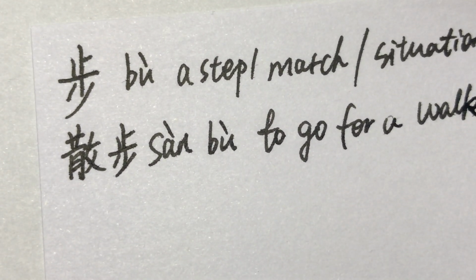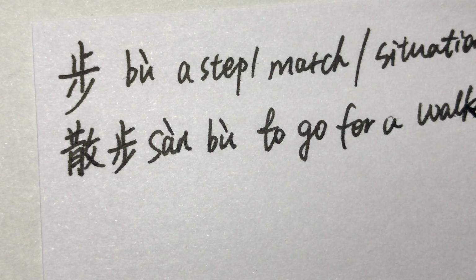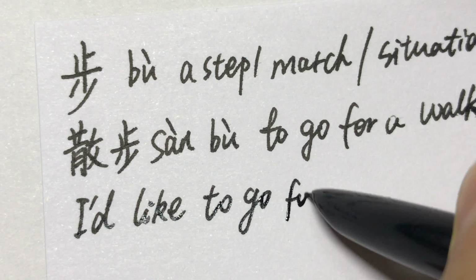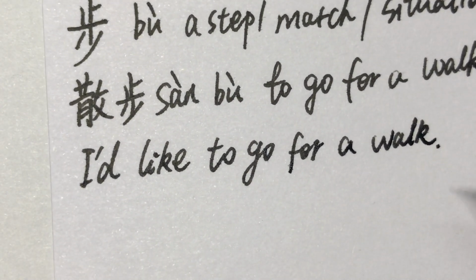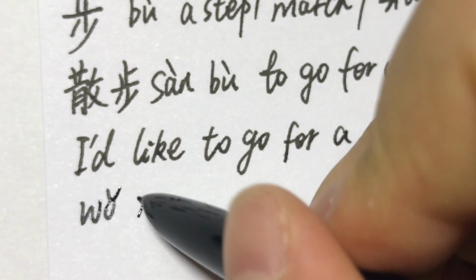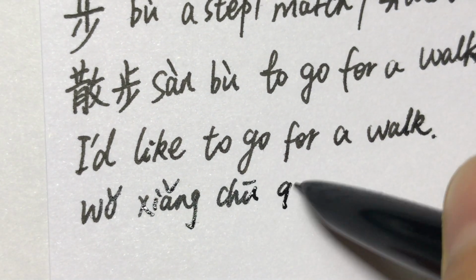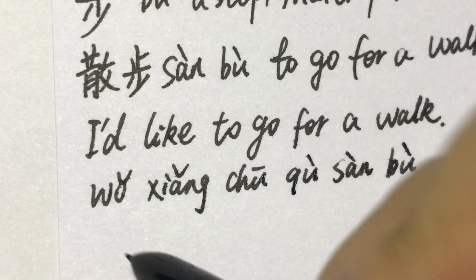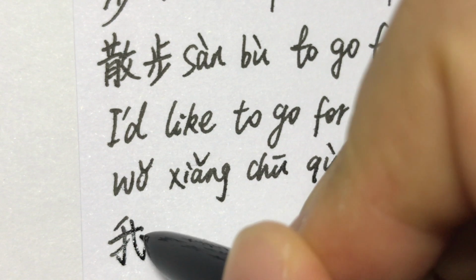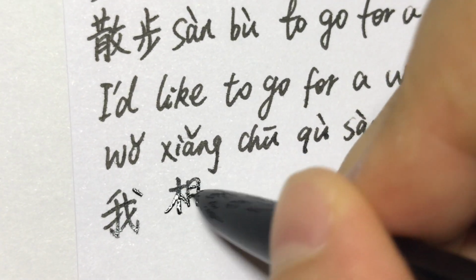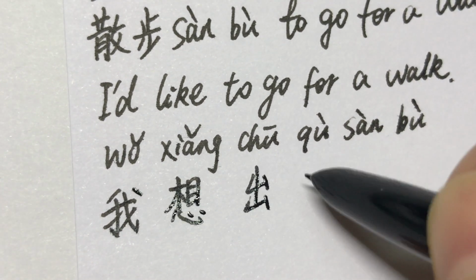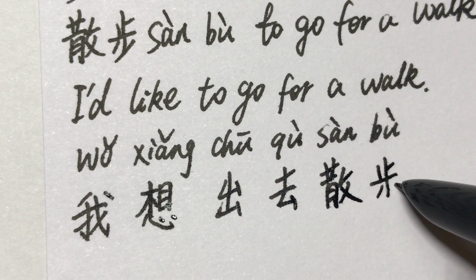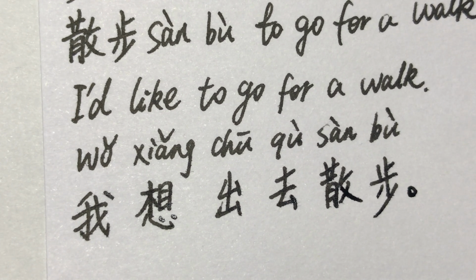To go for a walk. I'd like to go for a walk. 我想出去散步。我想出去走走，散步。I'd like to go for a walk.